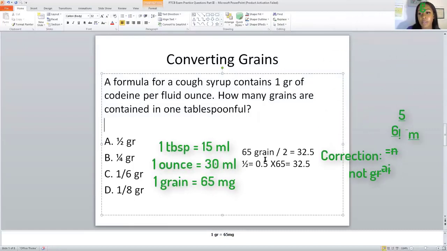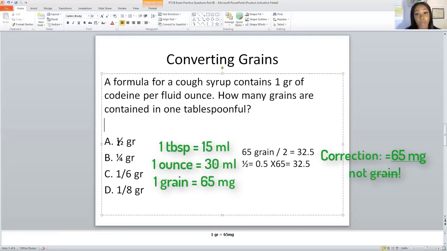We're going to do 65 milligrams divided by 2, okay? The 2 is for the tablespoonful, because a tablespoon is 15 mls, and one fluid ounce is 30, okay? So we're going to see, what is half of a grain? Half of a grain is 32.5, okay? Now our answer choices are in fractions. So we need to look at which of these answer choices will actually give us 32.5. And the way that we do that, what I did was I started with the first fraction.